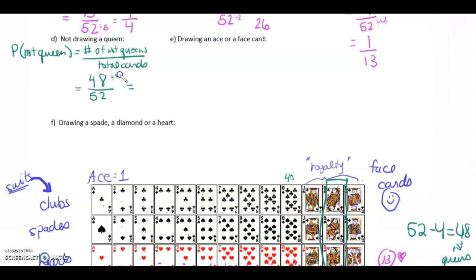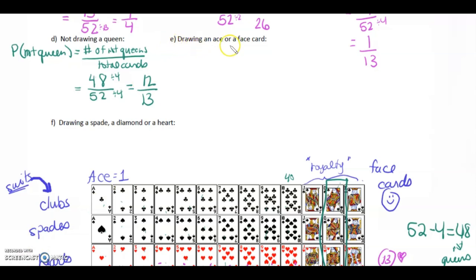Okay, so let's go ahead and divide both of these by 4. 48 over 52 is the probability, and we can reduce that to 12 over 13. So the probability of not drawing a queen is 12 out of every 13 cards that you draw.